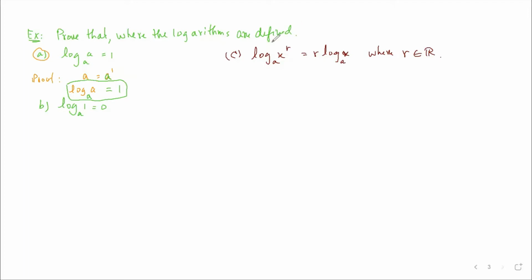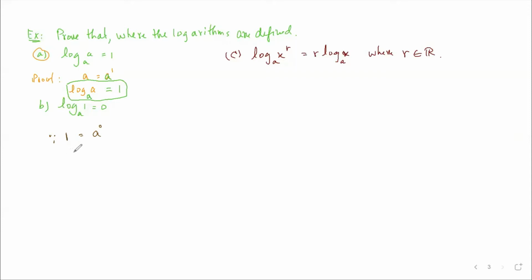Okay, use the definition of log to prove. Now question B: how to prove log 1 base a equals 0. We can use the idea that 1 equals a to the power 0. Because a can be any real number, a power 0 equals 1. This one is true, right?